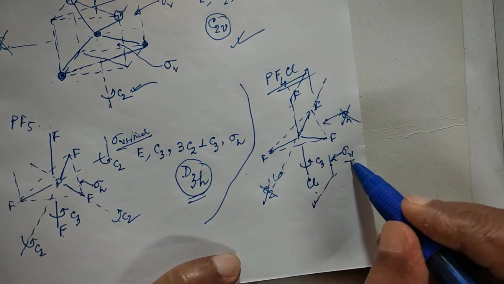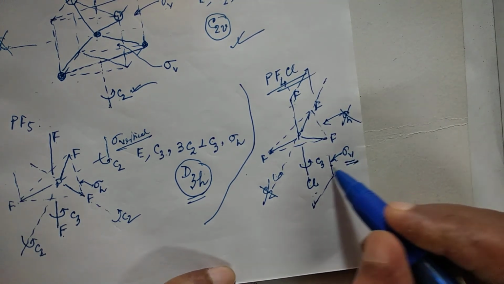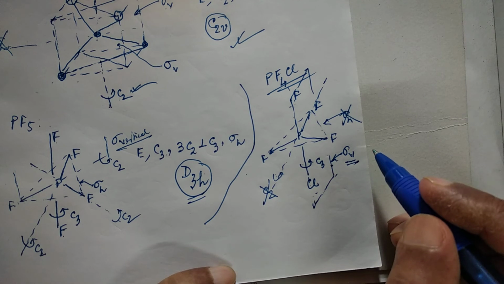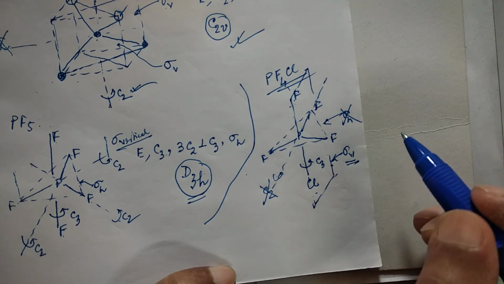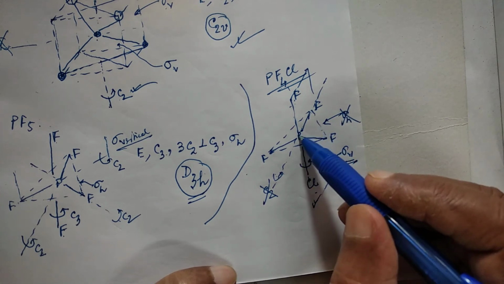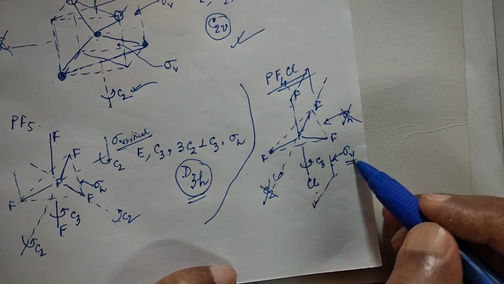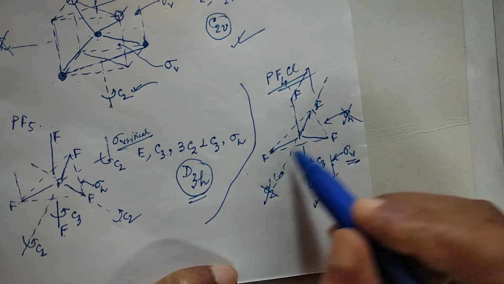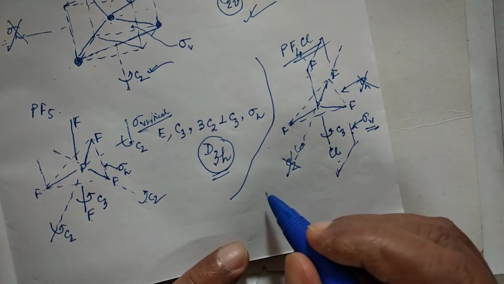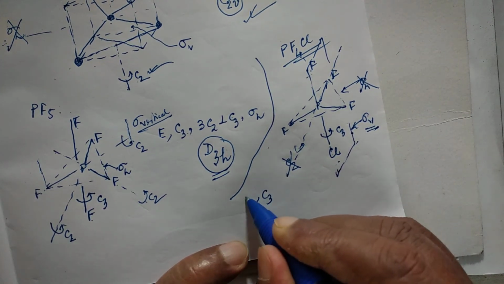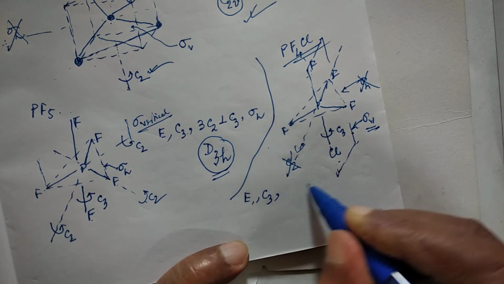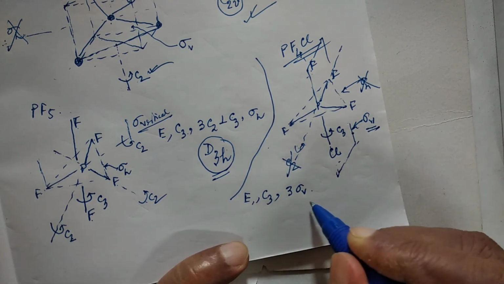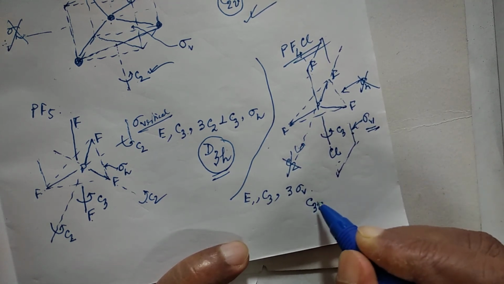Once you find one sigma V plane, you are sure that there will be 3 sigma V planes. If Cn is present and one sigma V is found out, then there must be n sigma V planes. Here, using this PF bond, you have found one sigma V plane. Similarly, using this PF bond, you will find another sigma V plane, and using this one. So we have identity, then one C3 axis, no C2 perpendicular to this, and three sigma V planes. So the point group here is C3V.